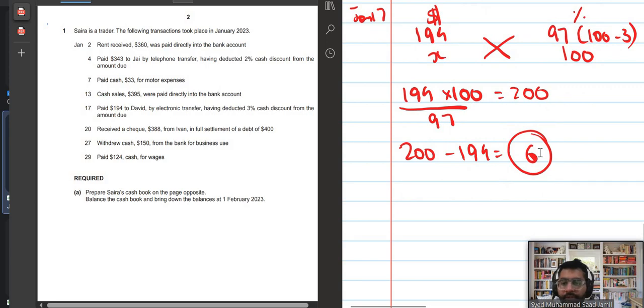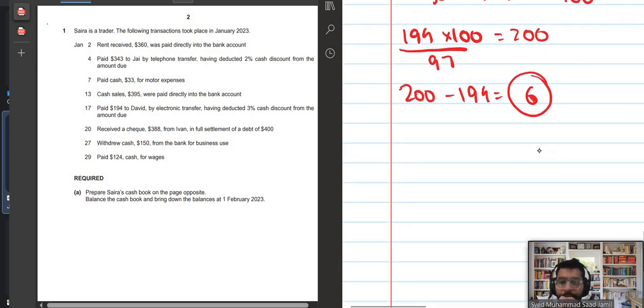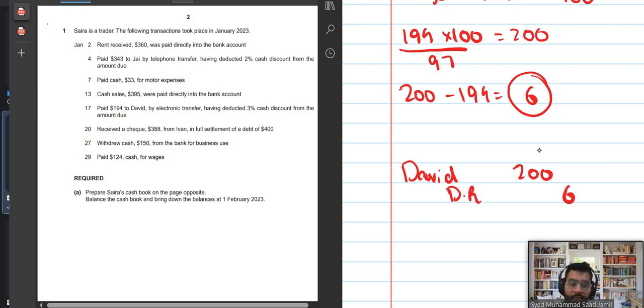So it's going to be the same as Jan 4th. We will write David, because David was our liability. Our liability is decreasing, so it's going to be debited by 200. And then we got a discount. Discount received is an income, so credited 6. And then we paid 194 by bank.